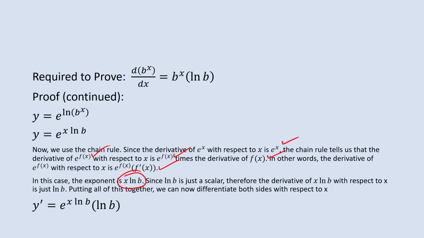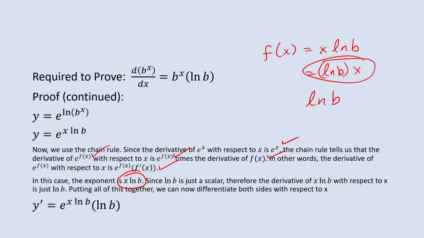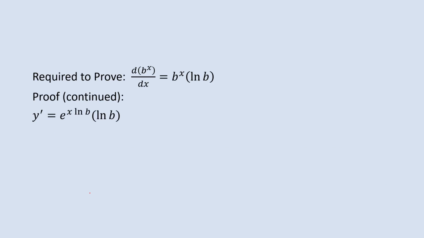Now in this case, the exponent is x ln b. In other words, the f of x that I'm referring to is x ln b. And that's kind of like saying ln of b times x. Well, what's the derivative of that? It's simply ln of b. The derivative of a linear function is just the coefficient of x. So since the ln of b is just a scalar, the derivative of x ln b with respect to x will just be ln of b. Putting all that together, the derivative will be e to the x ln b times the derivative of the exponent, which is ln b. And so we have shown that the derivative is equal to this quantity right there.